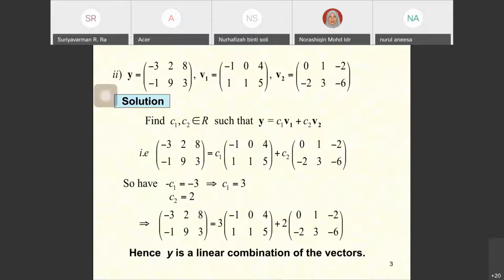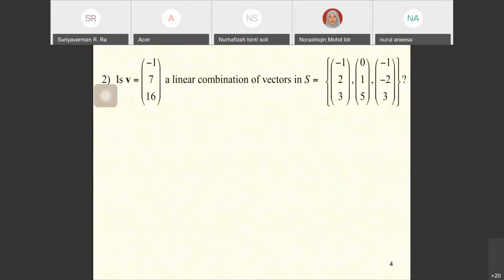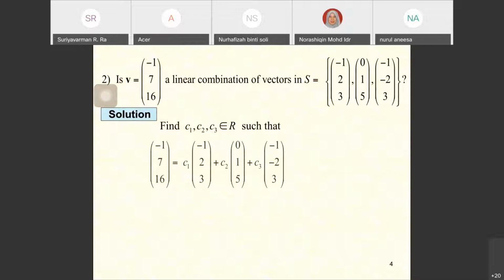Alright, so try another example. Is this B a linear combination of vectors in S? So the vectors in S are negative 1, 2, 3, 0, 1, 5, negative 1, negative 2, 3. Same thing, we need to find C1. How many C's here? 3. That's right. We need to find C1, C2, C3 such that this is true.